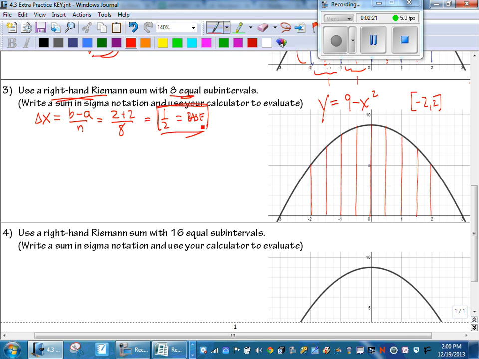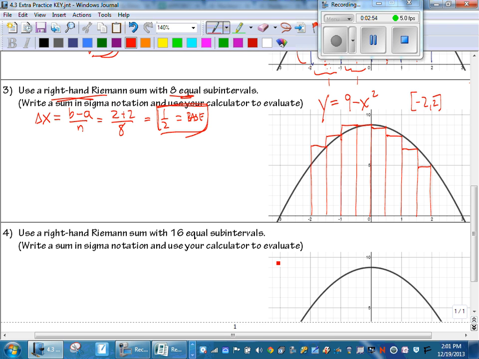Now, if we're doing a right-hand Riemann sum, that means we're taking the right side of the interval. At that x value, we're looking on the graph, and that's going to be the height of our rectangle. So here, first one is at negative 1.5, next one's at negative 1, then negative 1/2, then 0, then 1/2, 1, 1.5, and 2. So those are all the rectangles we're trying to find the area of and adding up. So each one we're putting in the right x value.